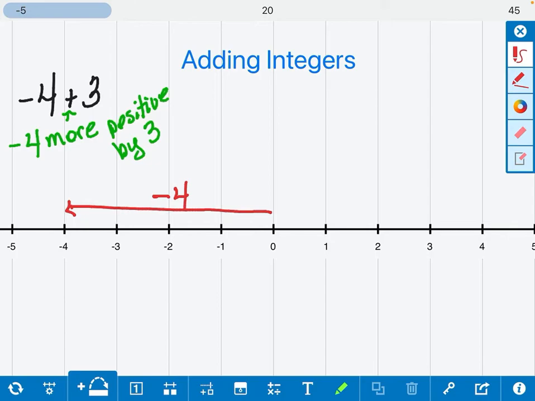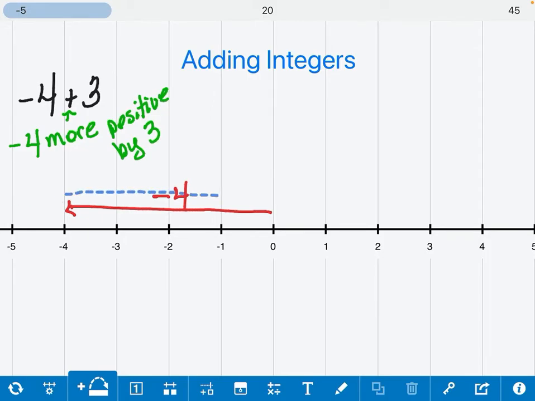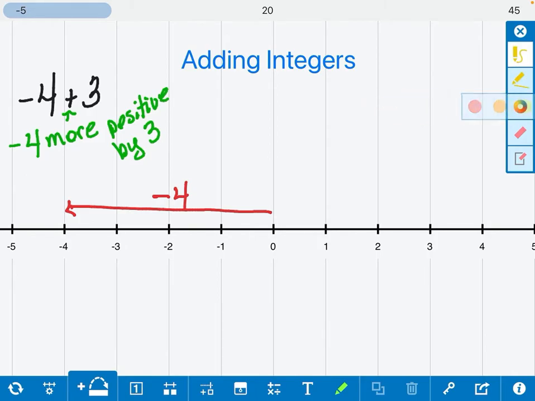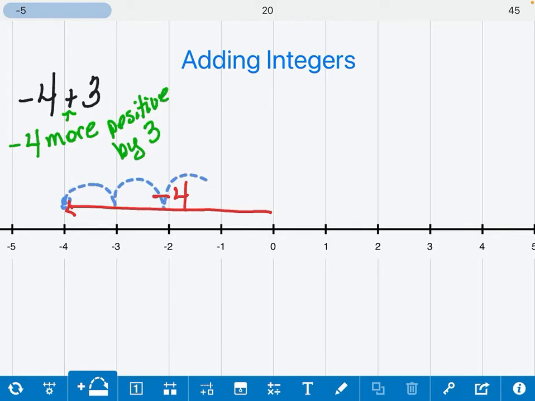So if I want to get more positive, which direction am I going to go? Am I going to keep going left to get more positive, or am I going to go right to get more positive? Yeah, we're going to go to the right. Okay, so let me change to yellow because we're going to the right. That's a positive move. So we're going to go more positive by 3. So start where I'm at. I'm at negative 4. I'm going to get more positive by 3. So 1, 2, 3. I'm going to end up at negative 1, right?